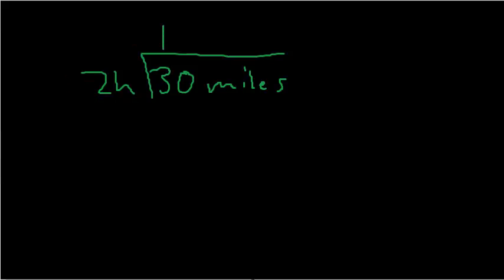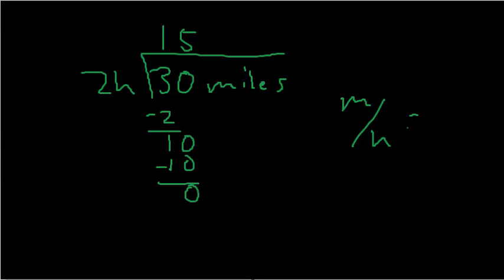If we are dividing, let's say 30 miles divided by 2 hours. First we'll focus on just the numbers, 30 divided by 2. So 2 goes into 3 once, bring down our 2, we have 1 left over and bring down our 0. 2 goes into 10 5 times, 5 times 2 is 10, and we have no remainder. Our units, we had miles divided by hours, which is the same as miles per hour. So our answer here is 15 miles per hour.